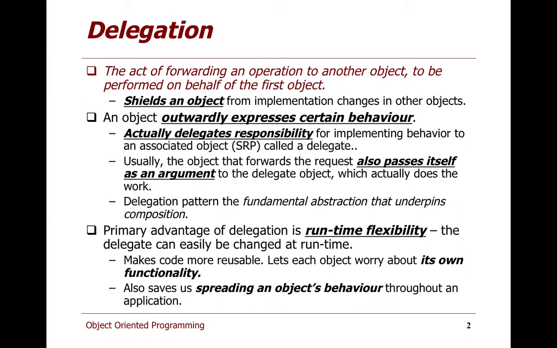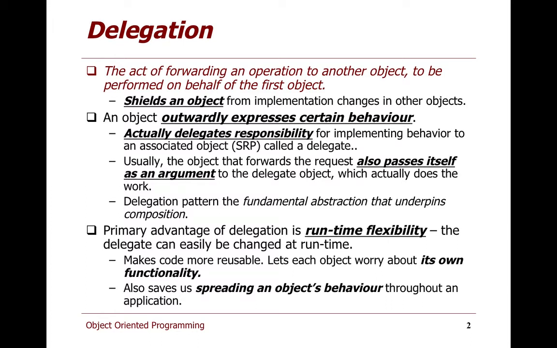So in other words, outwardly I say I can do the following, and when you call that method on me, inwardly all I'm really doing is dispatching, forwarding that method to another object and getting it to do it. Usually the object that forwards the request will also pass itself as an argument, i.e. you're saying to a second object, hey, I want you to do the following, and pass myself, me, or this in a language like Java, to it. Delegation is a fundamental abstraction that underpins all composition at a very, very abstract level.